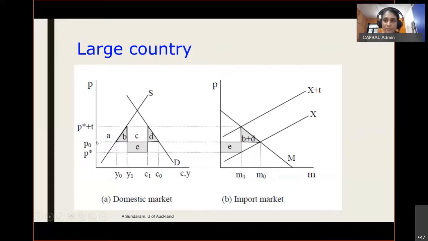We started out at P naught. After the country imposed a tariff, it drove down the world price to P star, and so the domestic price is just P star plus T.